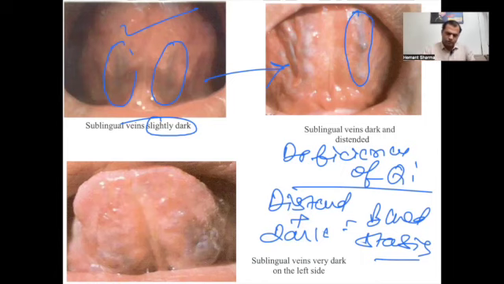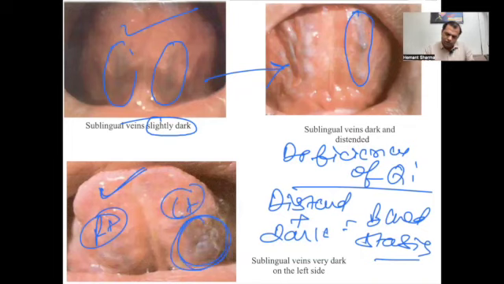Now look at image number 3. The right side has no big problem, but if you go to the left side and look at this area, you can see very, very dark sublingual vein. They are showing severe blood stasis. So the darker the vein, the more the problem. The lighter the vein, the less the problem.